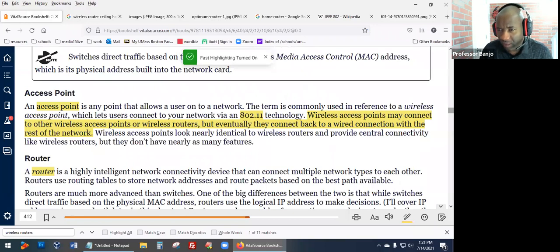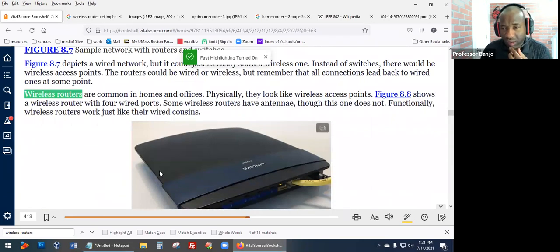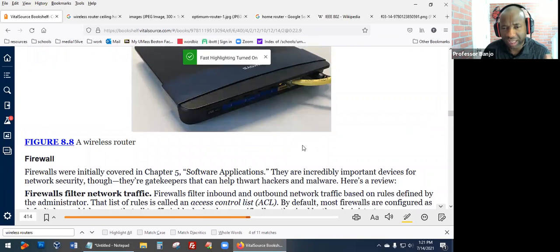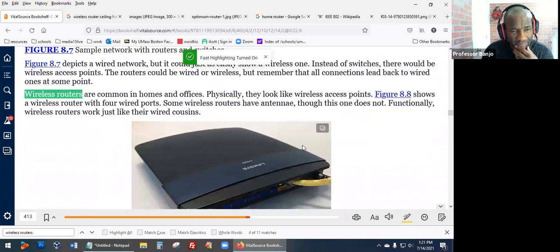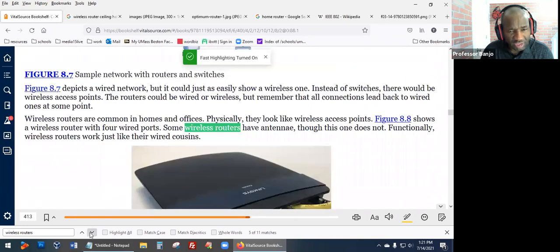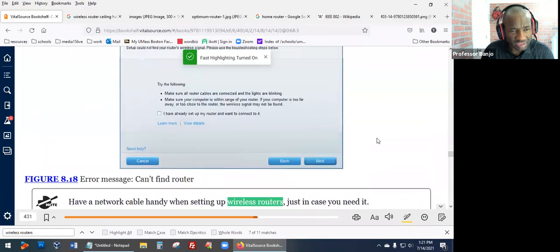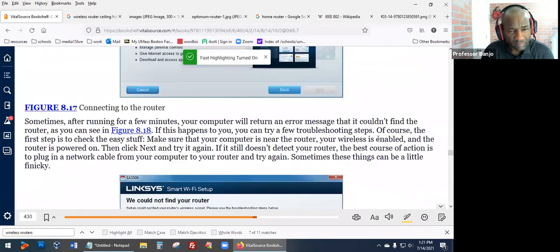Okay? So let's see some more here about wireless routers. That's a wireless router, like we said, that might be at your home, from Verizon or Xfinity, Fios, and stuff like that. Okay, so let's see, back to that question it was asking us. Have a network cable handy when you're setting up a wireless router. So let's see the settings here.